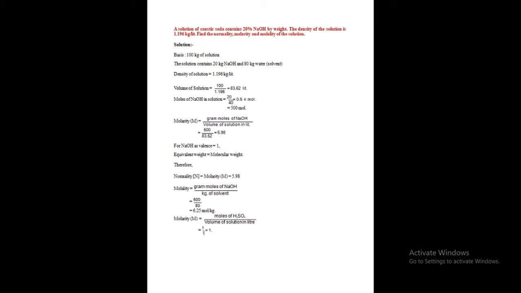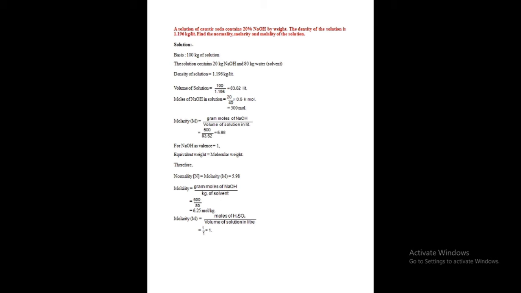So this is the kilomole. Kilo is nothing but how much? 1000, is it correct? So to convert kilomole into mole, multiply with 1000. 0.5 into 1000 is equal to 500 mole. This is the moles of NaOH in solution.